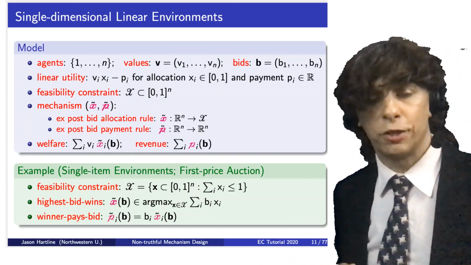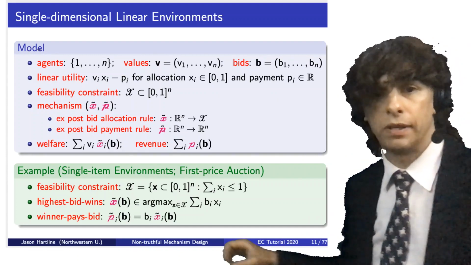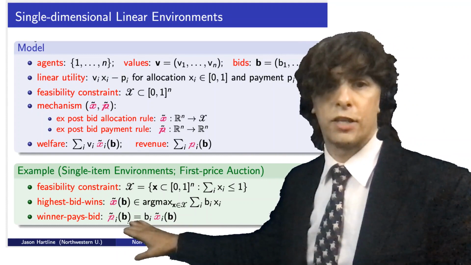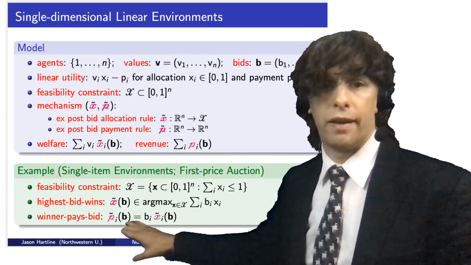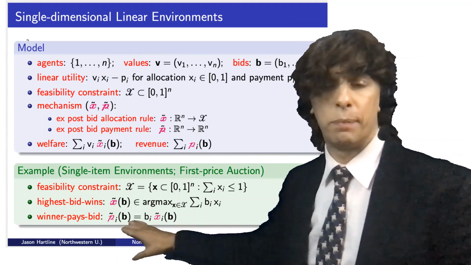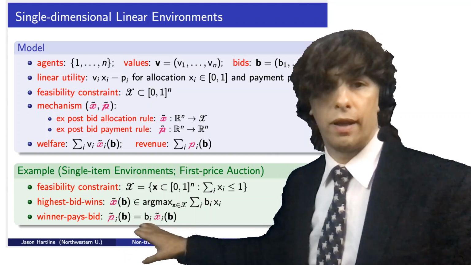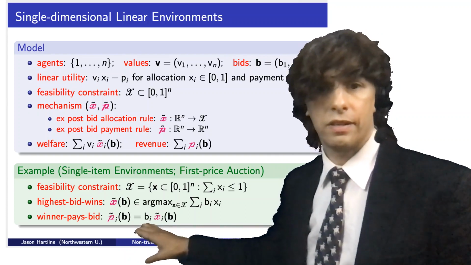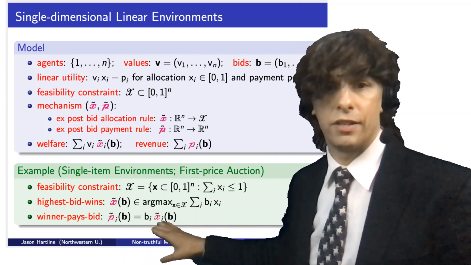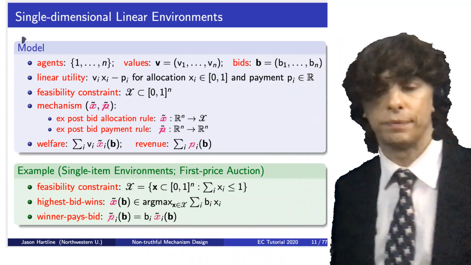Great. The first price auction is a winner pays bid mechanism. So the expected payment made by bidder i, given the profile of bids, is just the bid of the agent times the probability that the agent wins given that profile of bids.